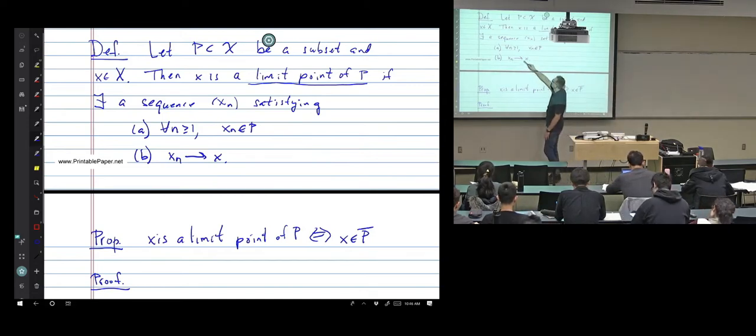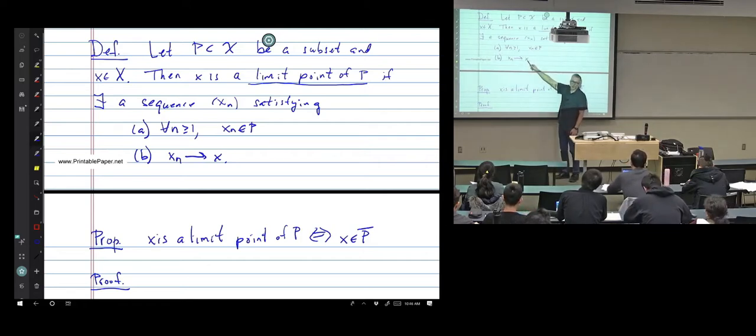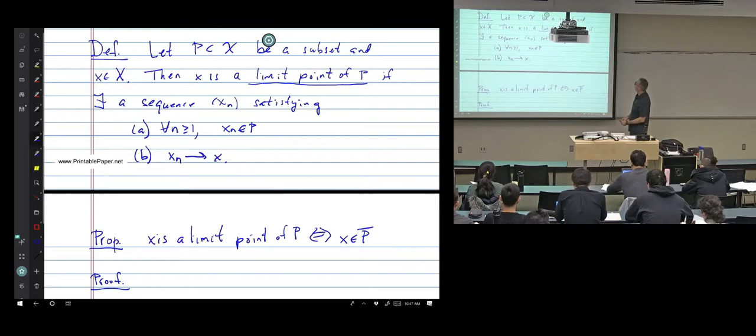So if you have this sequence that's in P, and they're getting arbitrarily close to X, what is the distance from X to P? 0.7? 1 over 100? Or 0? 0, right? You can approximate X arbitrarily closely by elements in P. So the distance of X from P is 0, so X is in the closure of P. Okay, so that's one direction.